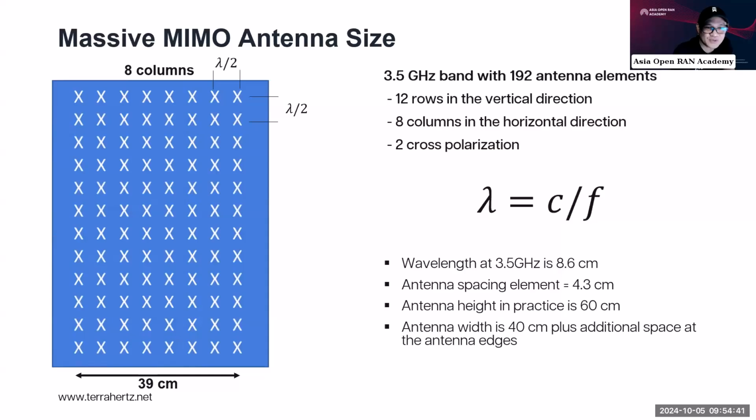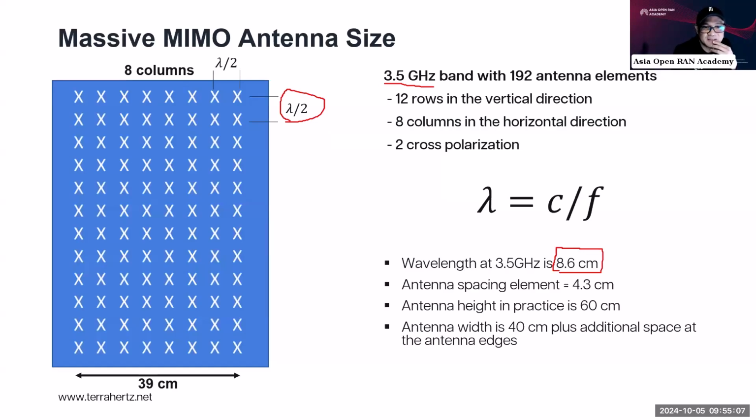Now, if you calculate the wavelength of 3.5 gigahertz, you will have a wavelength of 8.6 centimeters. Okay? In antenna design, the antenna element spacing is half of the wavelength. Half of the wavelength para makuha mo yung mga superposition effect, no? Yung magka-cancel out at mag-gain.